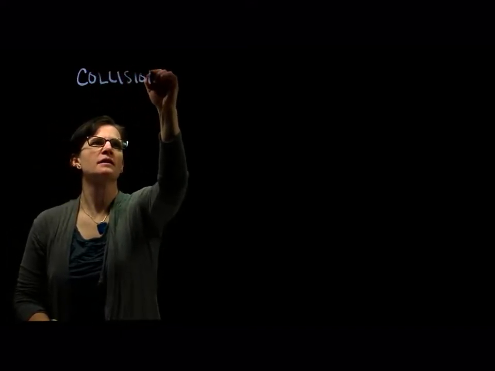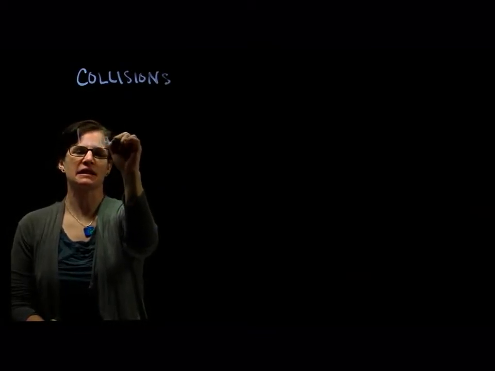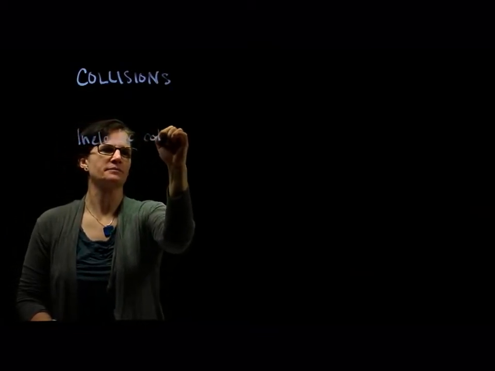Okay, we're really briefly going to define collisions. Collisions are an interaction between two or more objects. And there are two types of collisions that we want to identify. The first type of collision is what we call an inelastic collision.